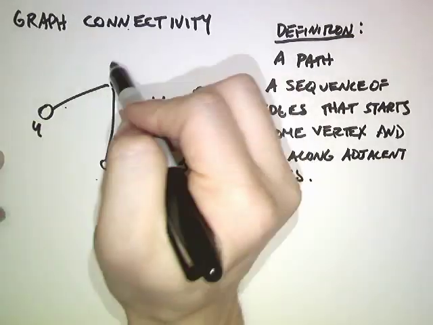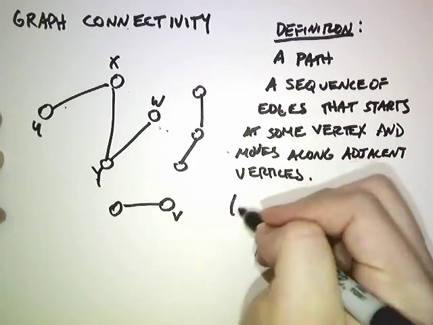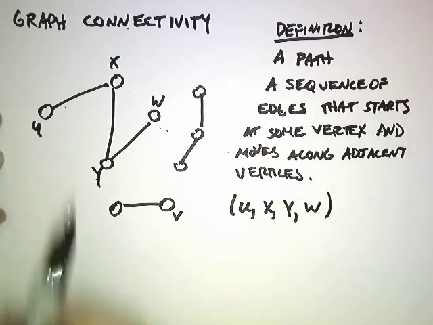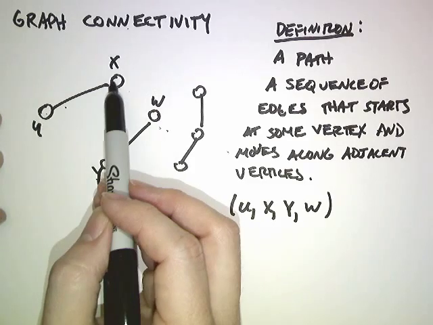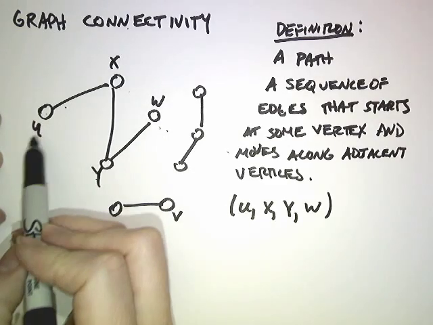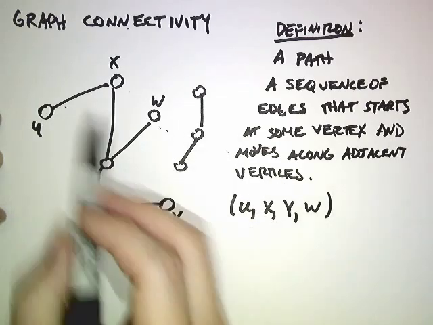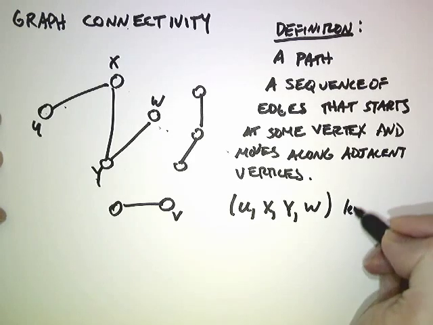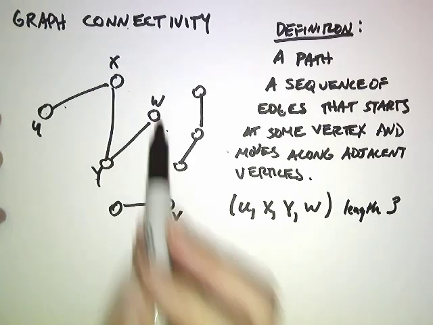So for example, let's say that I label this X and this Y. Then one example of a path would be U, X, Y, W. So U goes to X, goes to Y, goes to W. It's a valid path because these edges are connected via adjacent vertices, and we have an initial vertex U. The length here would be 3 because we traversed 3 edges, 1, 2, 3.